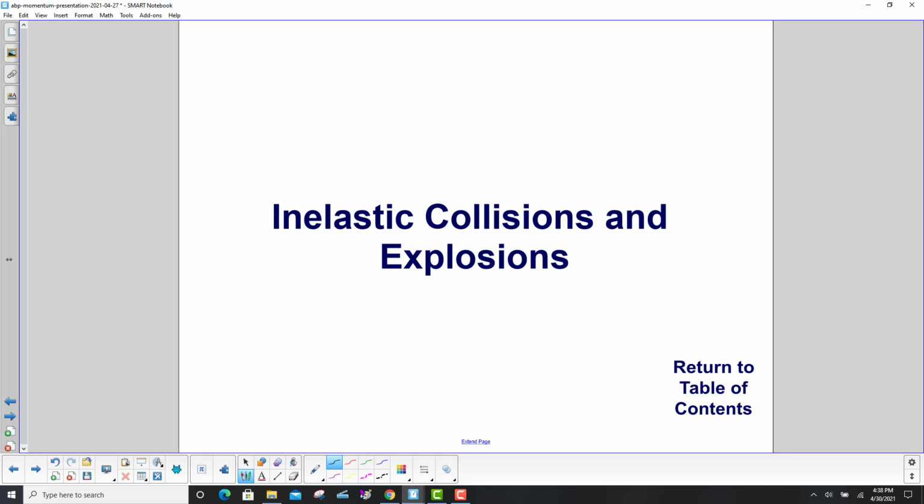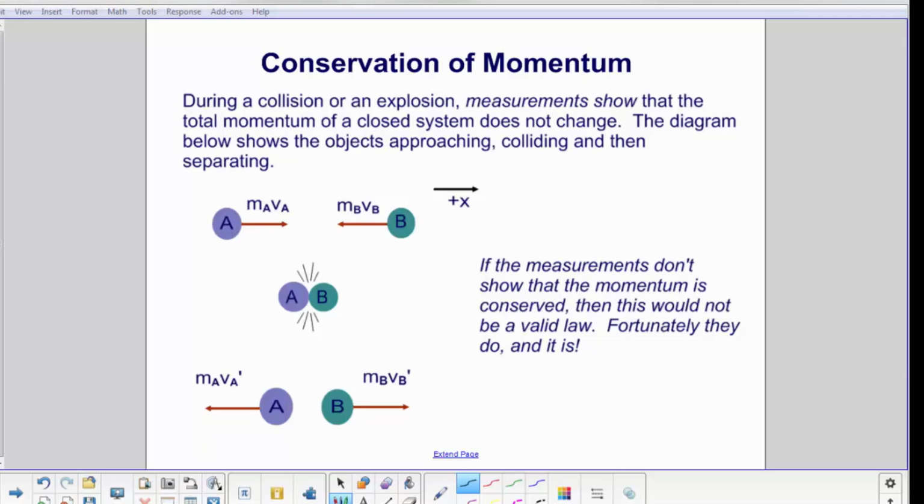Inelastic collisions and explosions. Time to come up with the specific equations for each type of collision. But first, let's talk about how we found this out.